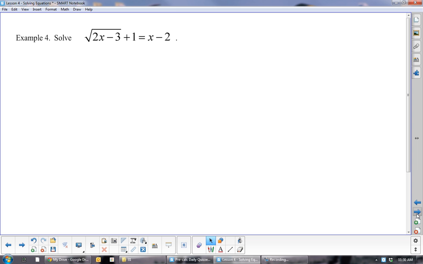Okay, let's do two more examples. So we've done a grouping one, and we've done one using the quadratic formula, and this one will show us how to solve when you have square roots. The first thing you want to do is isolate the square root. Left, right doesn't matter, but if we minus 1 from both sides, I will get root 2x minus 3 equals x minus 3.